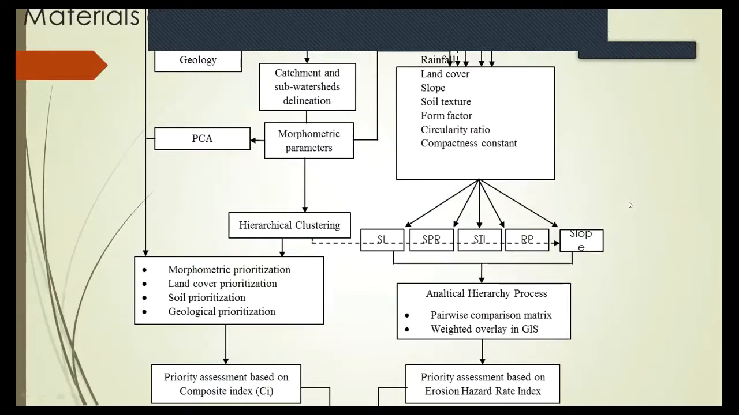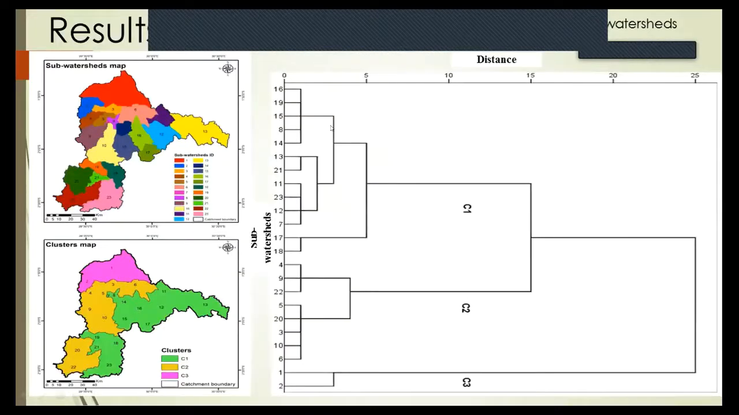So these are the results. The results revealed that Nyabarongo catchment is subdivided into 23 sub-watersheds. Using hierarchical cluster analysis, we grouped them into three clusters. Here you can see that cluster 1 has the maximum number, 12. Cluster 2 has 8 sub-watersheds, while the minimum number of sub-watersheds was observed in cluster 3.